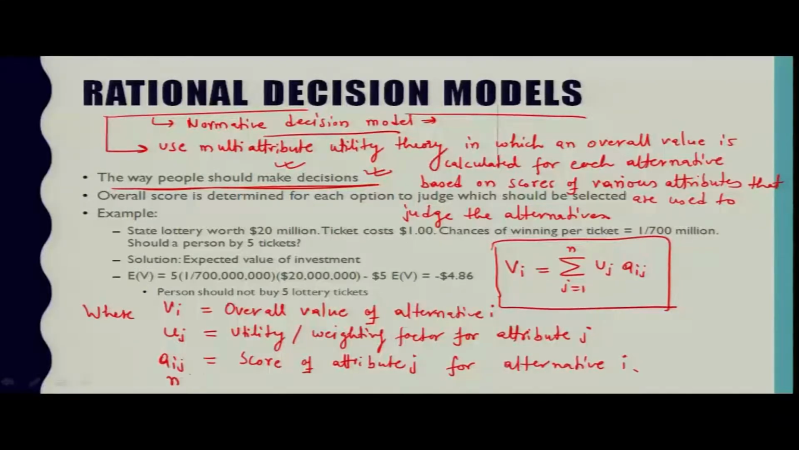So I am writing here that n equals the number of attributes used as decision criteria, and the logical decision is to select the alternative with the highest Vi. Based on this approach, in fact, we will come back to this particular example.